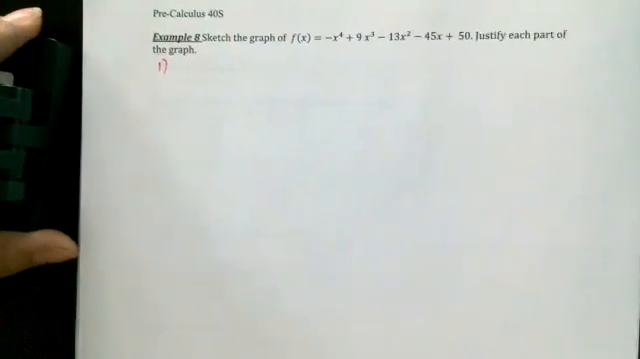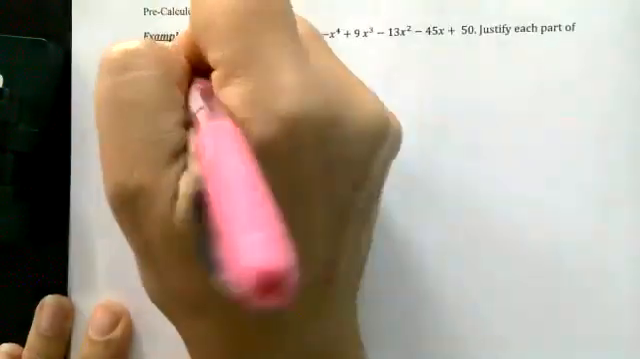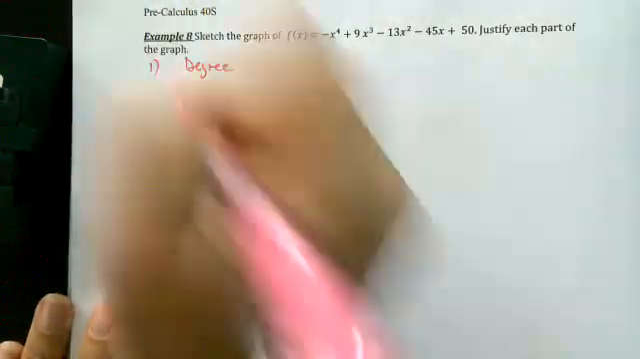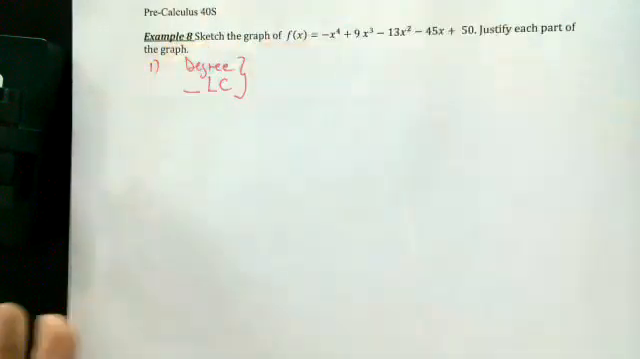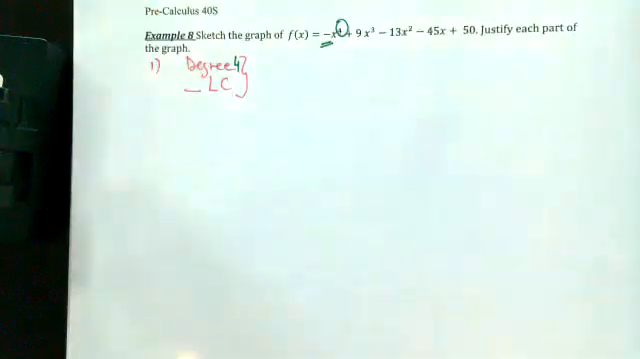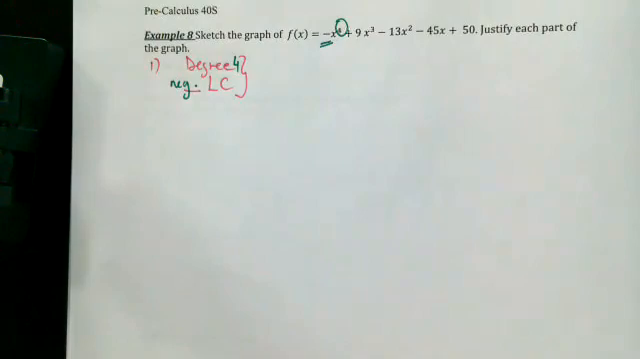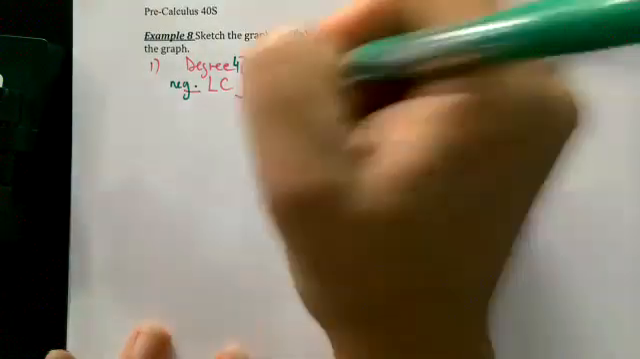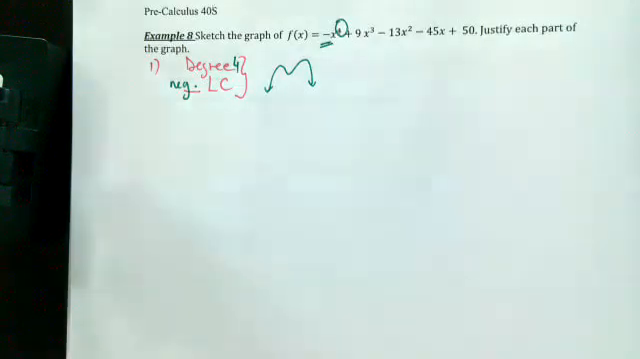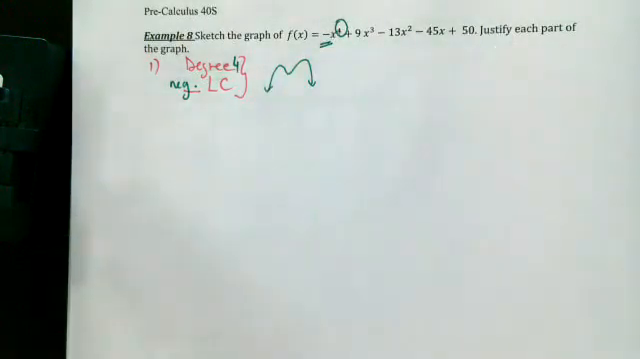Step 1. You need the shape you're expecting for the graph, so you need the degree and the sign of the leading coefficient. The degree is 4. The sign is negative. Degree 4 with a negative leading coefficient is like a downward parabola, but with two humps. And remember, the humps don't have to be symmetrical. If they are, it looks a little nicer, but they don't have to be.